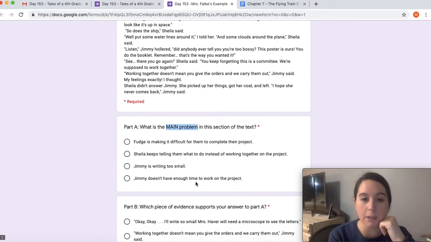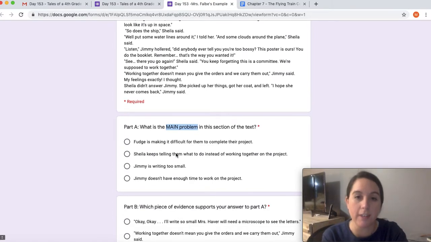So the main problem here is that they're arguing. So which one fits with that? Fudge is making it difficult for them to complete the project. So Fudge isn't involved, so that's definitely not our answer. Sheila keeps telling them what to do instead of working together on the project. That seems like it's possible because Sheila was being bossy and they're not working together. She's just telling them what to do.